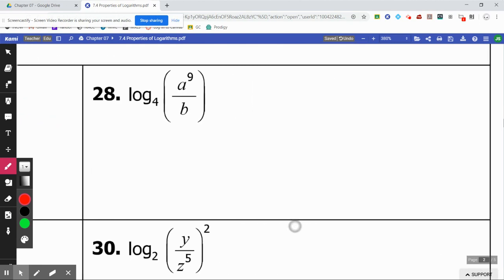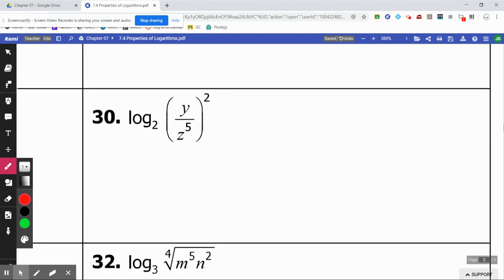Number 28. You have a log of two things being divided, so the log of a quotient, so that'd be log base 4 of the top minus log base 4 of the bottom. If you have something to an exponent, that exponent can be brought down front and multiplied by the whole log, and that's your expanded form.